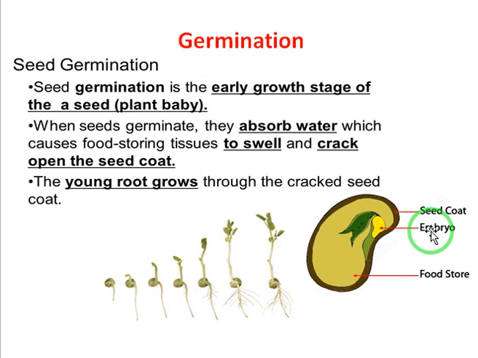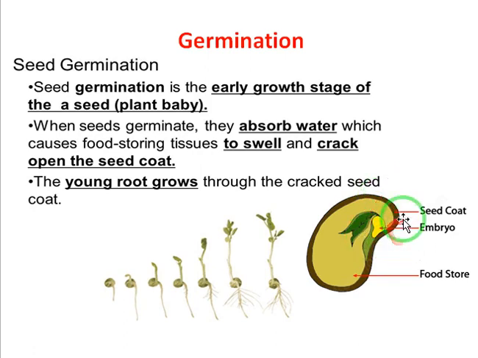The last stage is germination, which is the early growth stage of the seed, or a plant baby. When the seed germinates, it absorbs water, which causes the food storing tissue to swell and crack. When it cracks, it opens the seed coat, and a young root grows through the cracked seed.